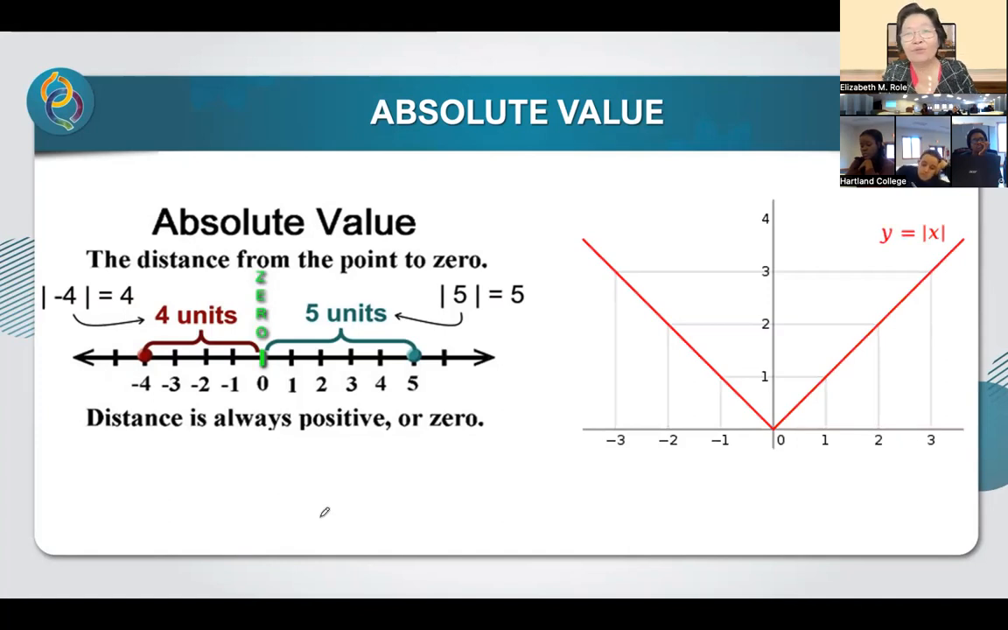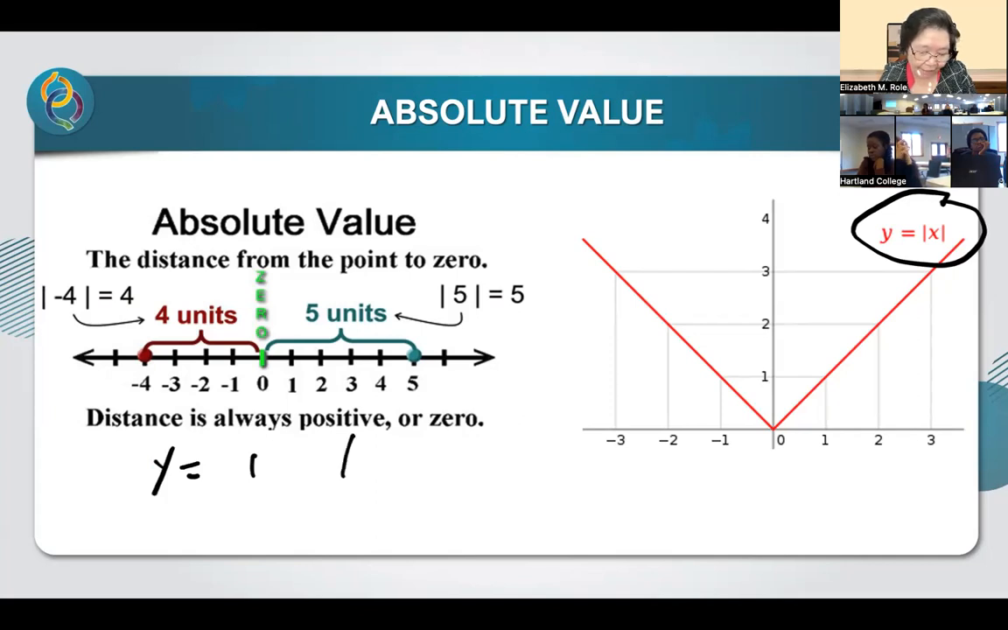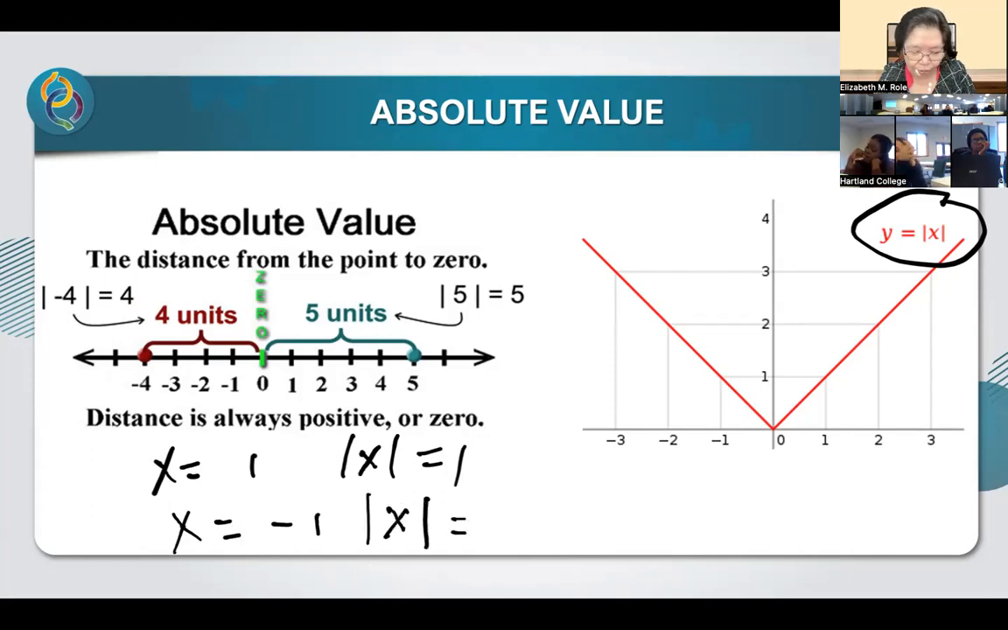Now, when we graph the absolute value of a number, just suppose we now have this function, or this is the equation for the absolute value: y is equal to the absolute value of x. The fact that it is never negative, so when we now move, if x is equal to 1, the absolute value of x is of course equal to 1. If x is equal to -1, the absolute value of x will also be +1.